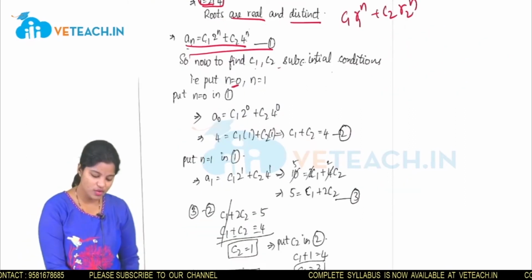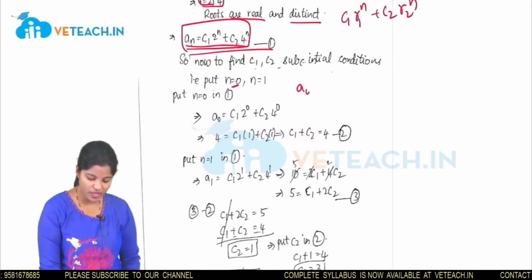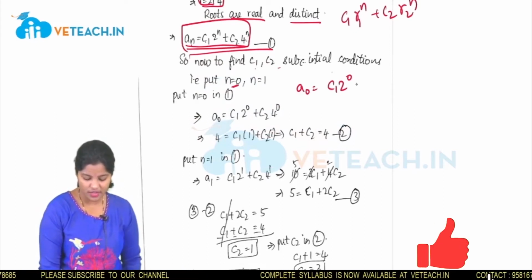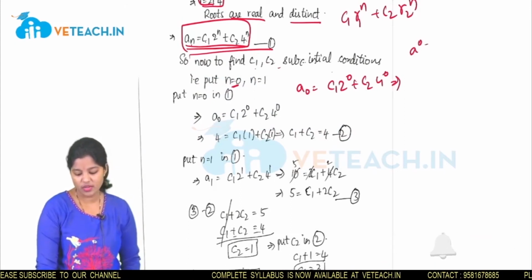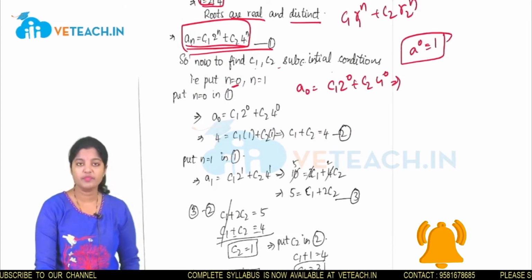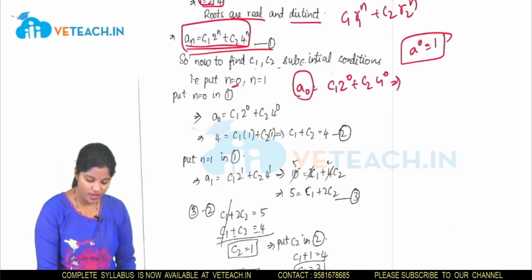Put n = 0 in this equation. What will it become? a_0 = c1 into 2^0 plus c2 into 4^0. Anything to the power 0 is always equal to 1, we know that. So what is the value of a_0 given?